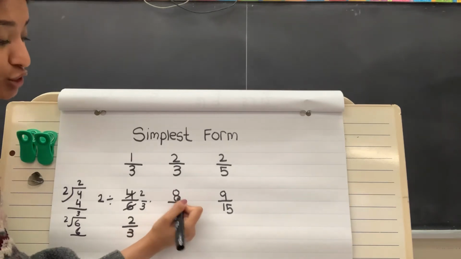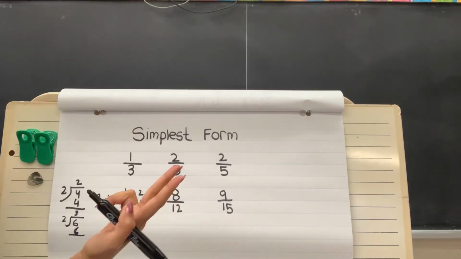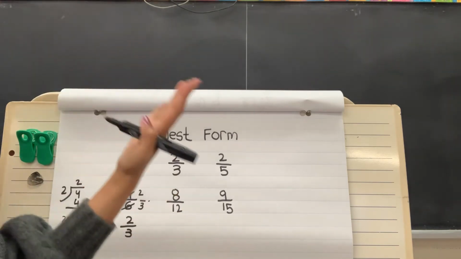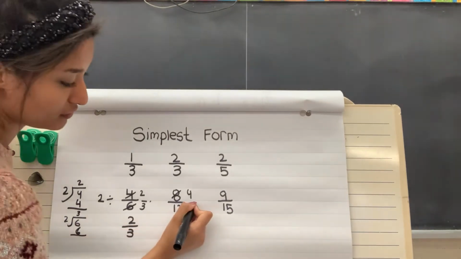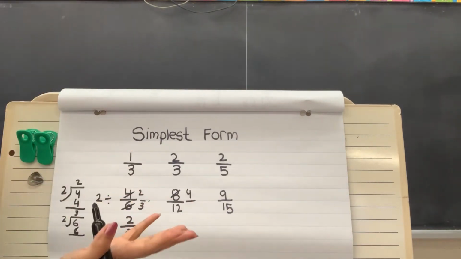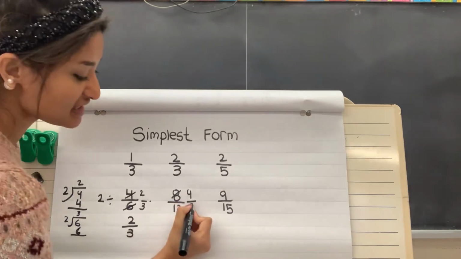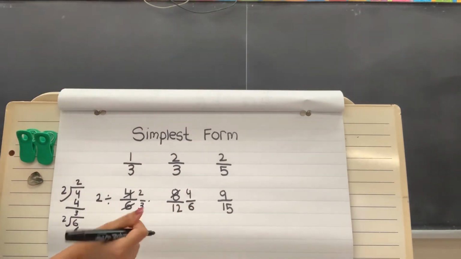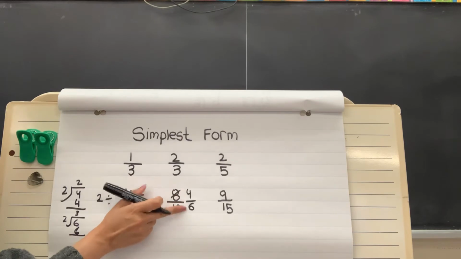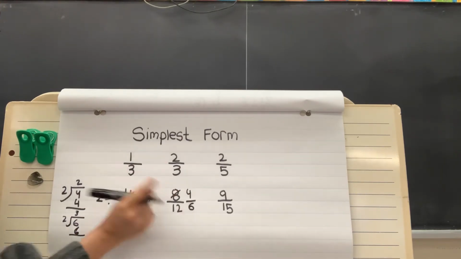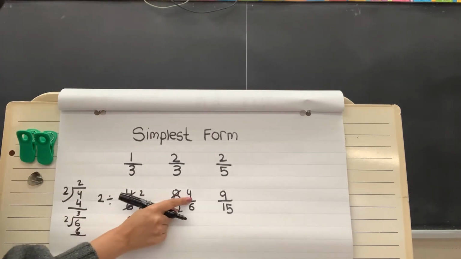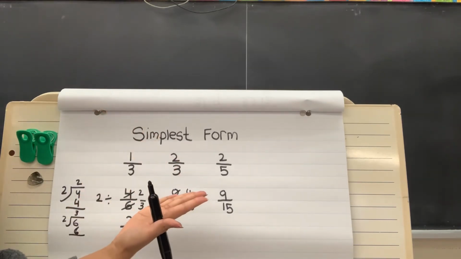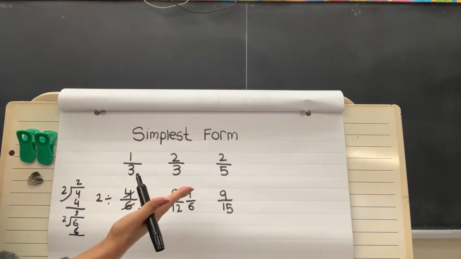So let's see. 2 times 1 gives me 2. 2 times 2 gives me 4. 2 times 3 gives me 6. 2 times 4 gives me 8. 2 times 5 gives me 10. 2 times 6 gives me 12. So that means, we just learned, if they're both even numbers, they're not in their simplest form. 4 and 6 are even numbers. We just found it here, 4 and 6. That means we need to do one more step. We need to simplify it further.